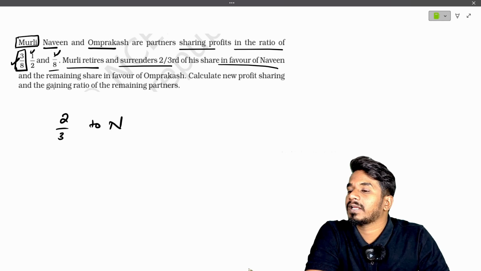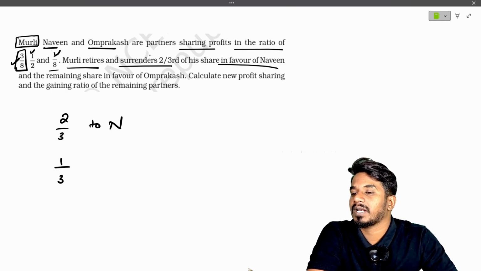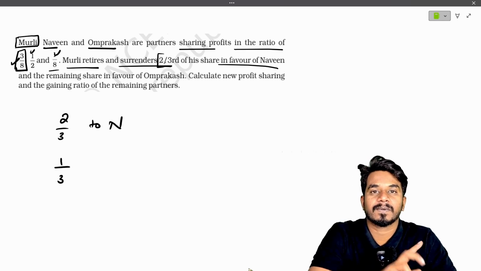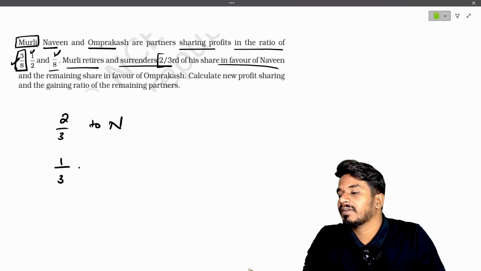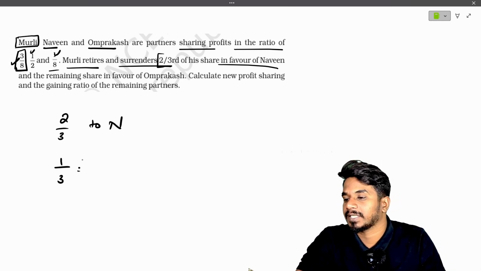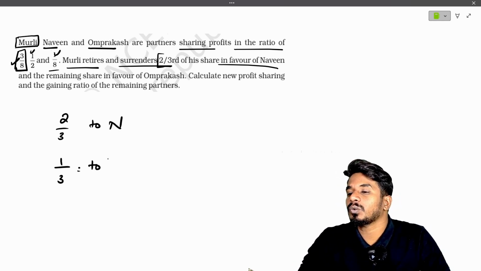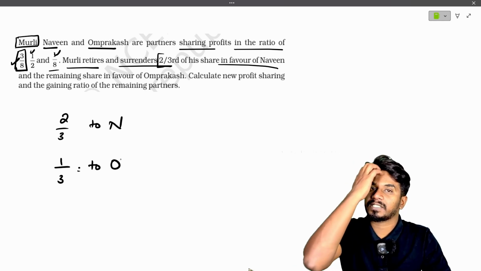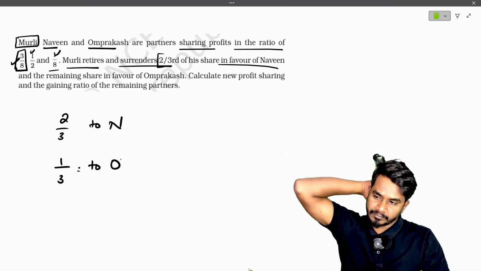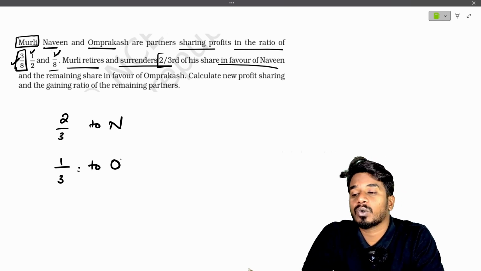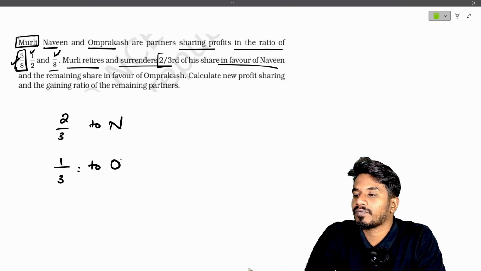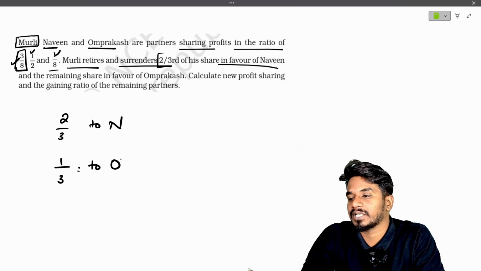And what will be the remaining? The remaining is 1 by 3. If he is surrendering 2 by 3 to Navin, then the remaining will obviously be 1 by 3. So he is giving to whom? Om Prakash. We can keep him as O. So the question says you have to calculate new profit sharing ratio and also gaining ratio.